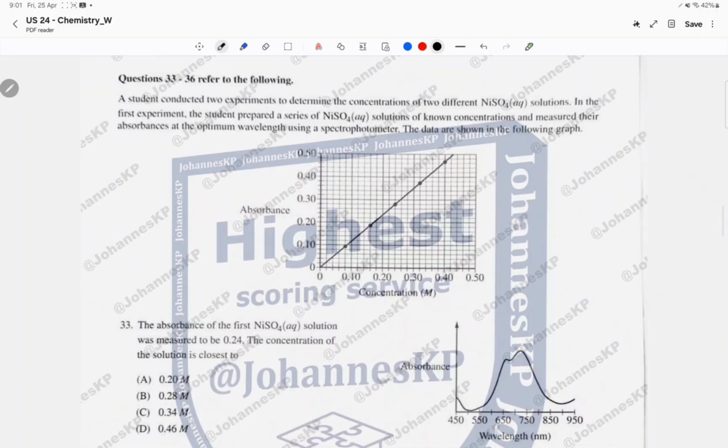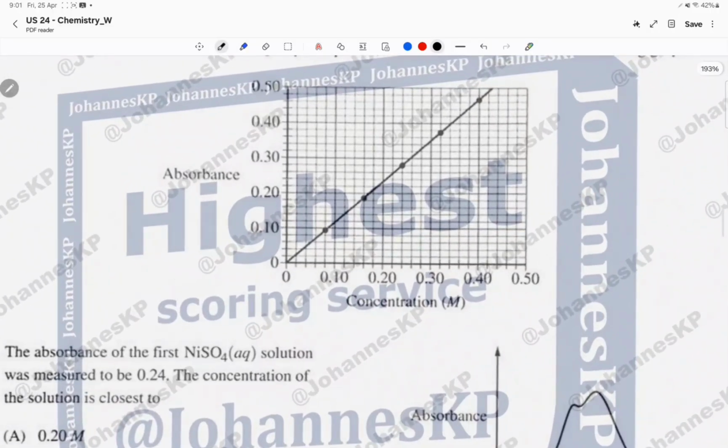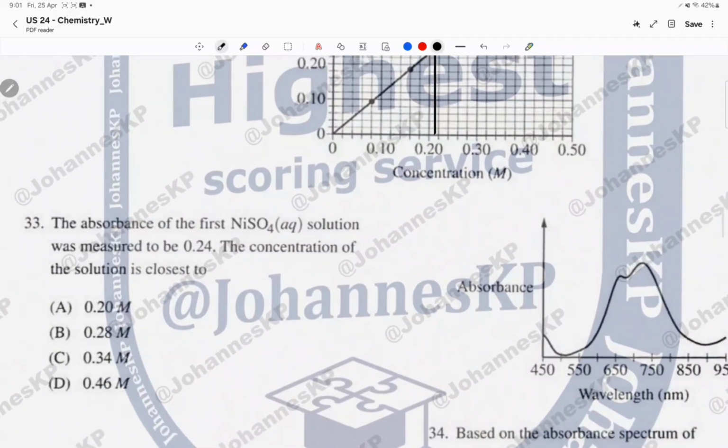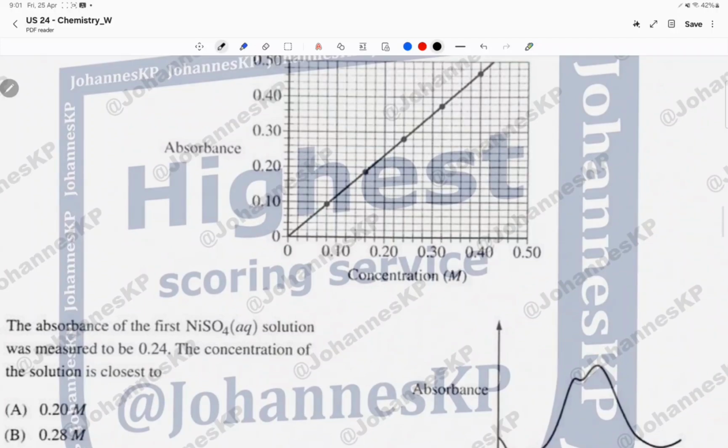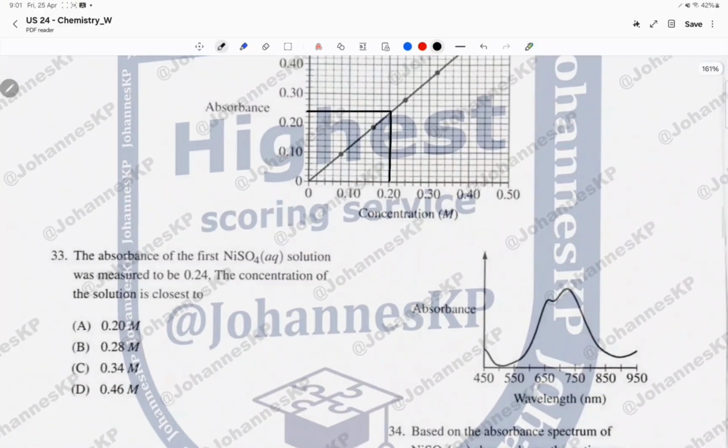33. Okay. The absorbance is 0.24, so let's just match to the graph. And back here, so 0.2 something. Almost. One second, did I do it wrong? Let's check again. Yeah, essentially 0.20. So it's choice A. Okay, I didn't mean that. All right.